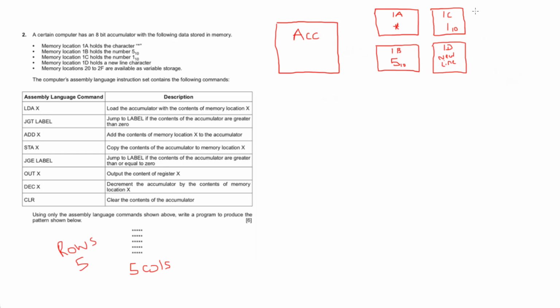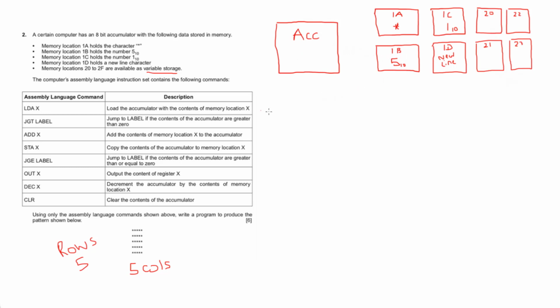20 to 2F. So I'll try and draw this as best as I can. 20, that will be 21, 22, 23. You get the gist. That'll go all the way up to 2F. Now, those last ones where it says variable storage, they're just empty boxes that I can use as and when I need them. But I've got 1A, 1B, 1C, 1D, all mapped out.